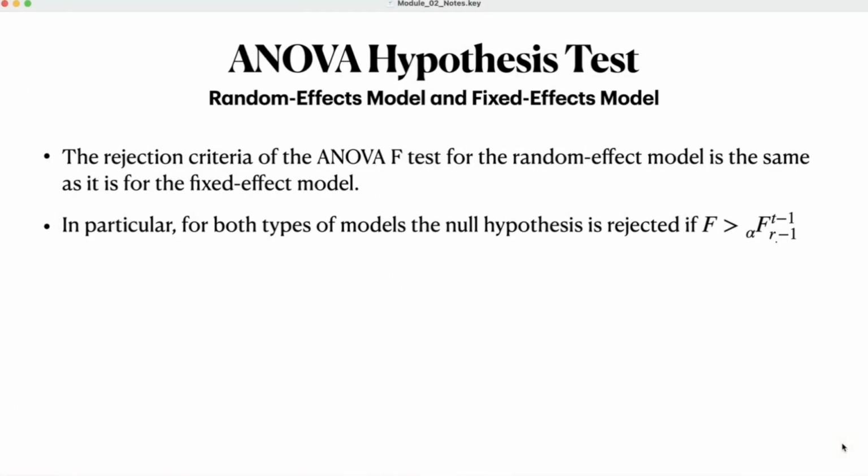Now, the rejection criterion of the ANOVA F test for the random effects model is the same as it is for the fixed effects model, so nothing changes there. In particular, for both types of models, the fixed effects and the random effects model, the null hypothesis is rejected if the F statistic is greater than the upper alpha percentage point of the F distribution with the appropriate numerator and denominator degrees of freedom.